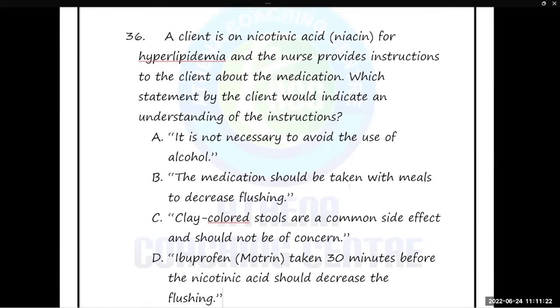It's not correct, because flushing is an expected thing. Clay colored stool, that is not something related with this. And ibuprofen taken 30 minutes before nicotinic acid should decrease the flushing. Yes, that can be the D answer. Next question.